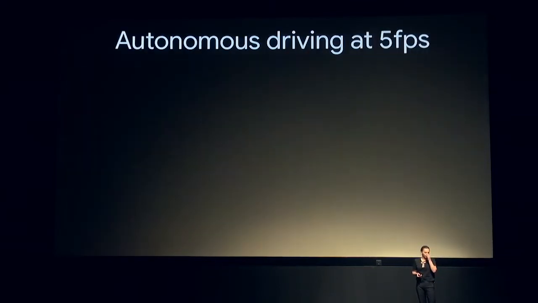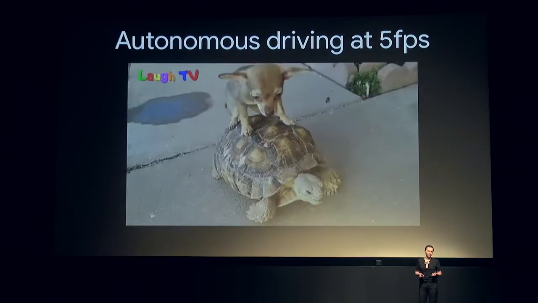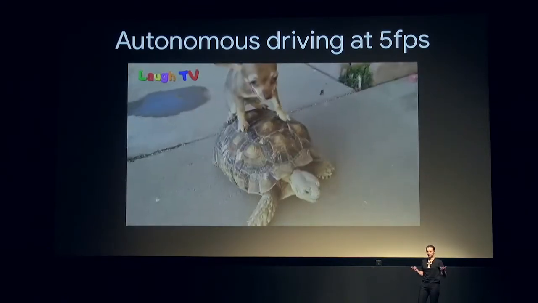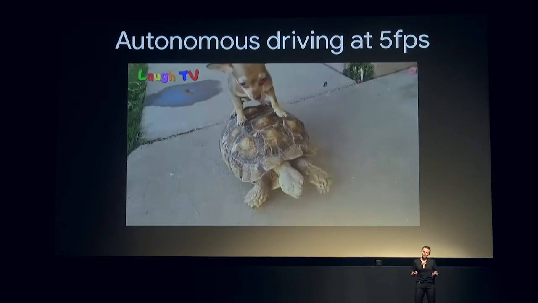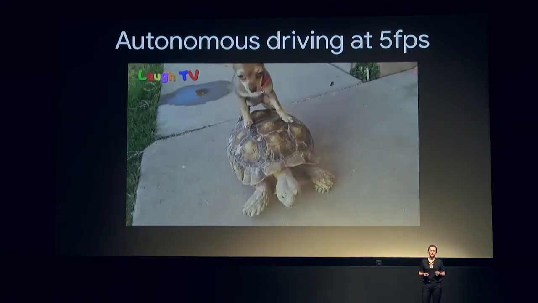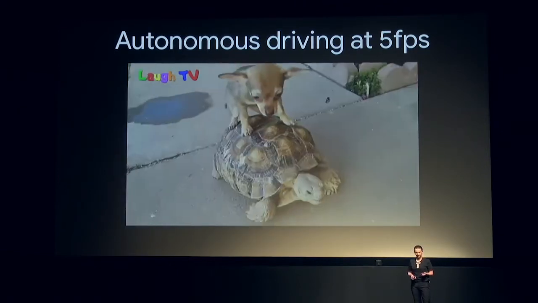So then the question is, how can we do autonomous driving at 5 frames per second, for example? And one answer could be like this, turtle power. We all move at turtle speed, but probably that's not what we are after. So then we need to get some speed from somewhere.